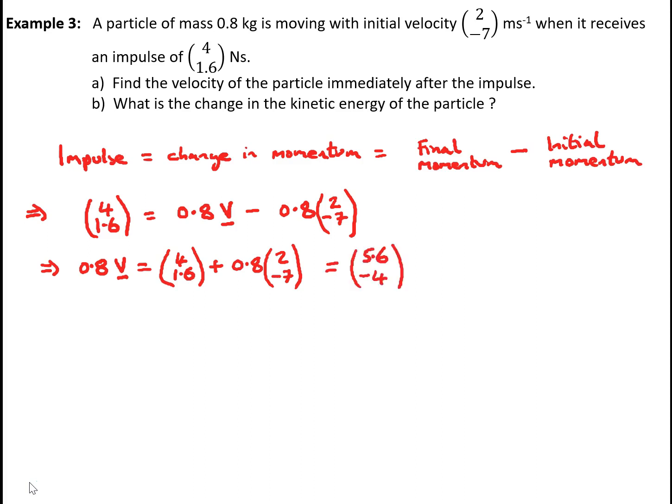In other words, 5.6 minus 4. So we've got 0.8v equals 5.6 minus 4, which means that v must be 7 minus 5.